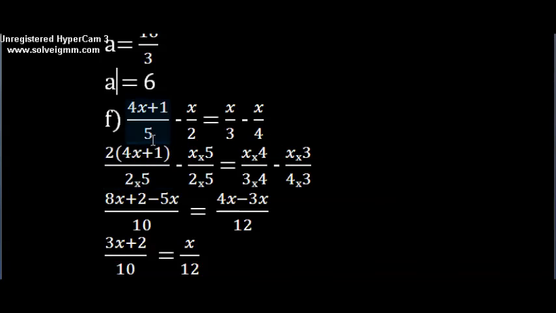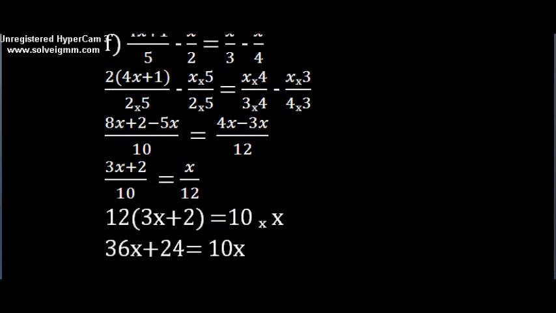So here, when you see only this fraction, your LCM is 10, so you will multiply and divide with 2. Here your LCM is 10, but the denominator is 2, so 5 is missing, so you will multiply and divide with 5. And on the right-hand side your LCM is 12, and here in the denominator you will multiply and divide with 4, and here 3 is missing, so you will multiply and divide with 3 because your LCM is 12. Okay, now after combining all these terms, it will become 4x minus 3x over 12, and here it equals 8x plus 2 minus 5x over 10.